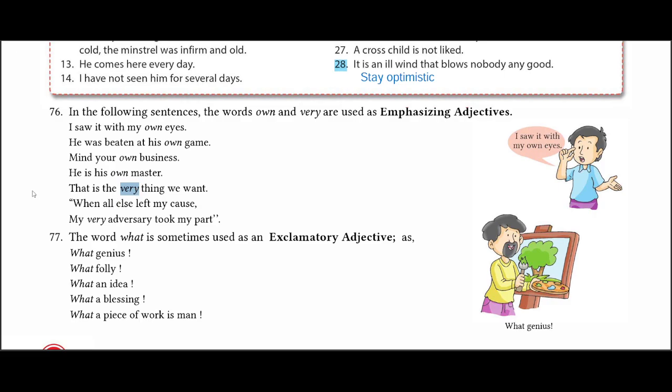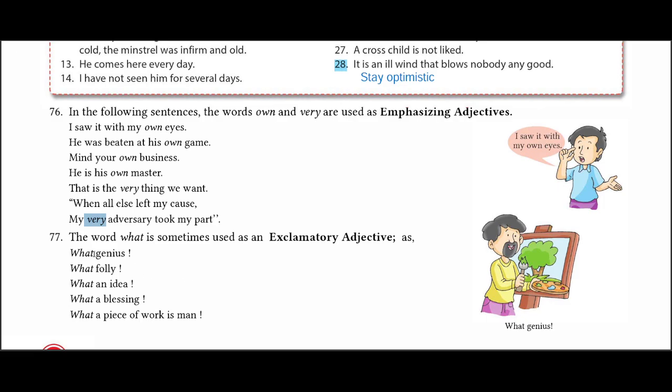Very is not telling the quantity or the number or the quality of the noun thing. It emphasizes thing. When all else left my cause, my very adversary. Very is an adjective, adversary is a noun. That means enemy. Very does not tell the quantity or the number or the quality of adversary. It simply emphasizes the noun. When an adjective emphasizes the noun that follows, it is called an emphasizing adjective. So, in all these examples, own and very are emphasizing adjectives.